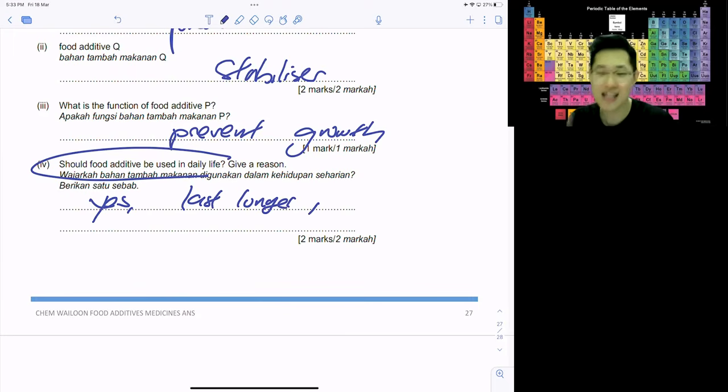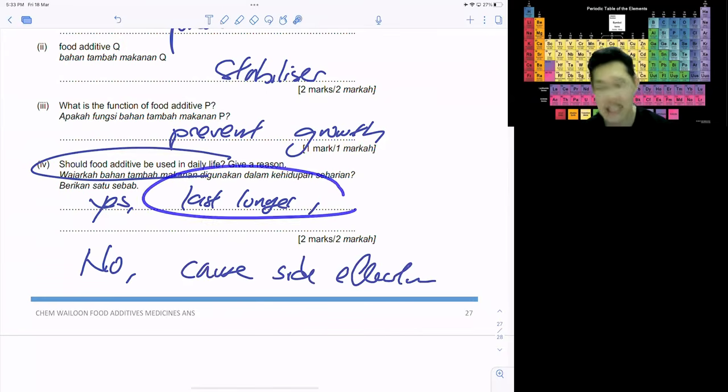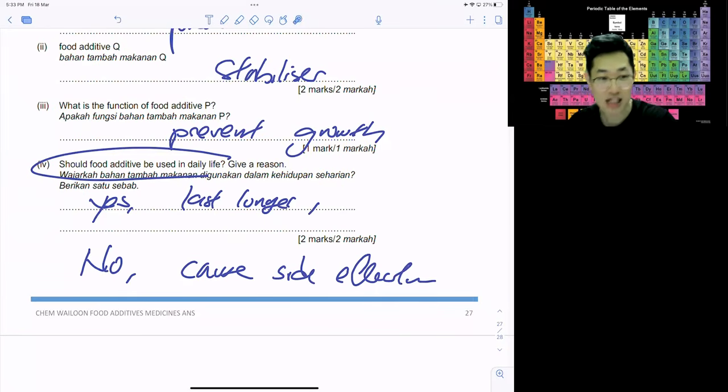I know lah, eating food additives is not good, but in the exam we go for the answer that we can write a lot, we can explain a lot. But of course you can say no lah, okay? You can say no because it can cause side effects, cancer or what. But writing all this is easier. So there is no specific answer. If you say yes, then you give a proper explanation, they can accept. This is justified. You choose which side you want to stand.